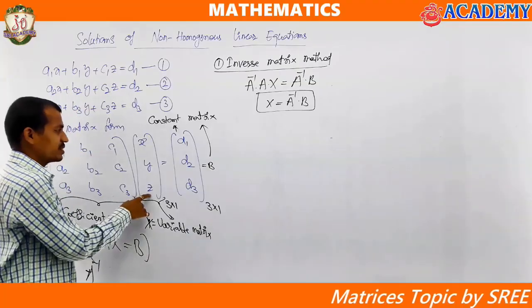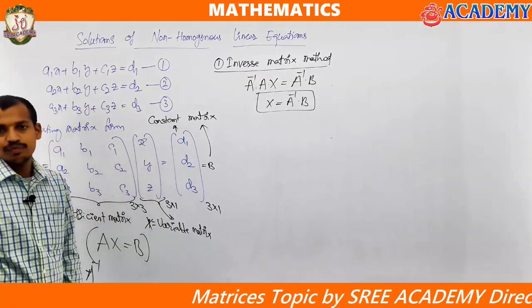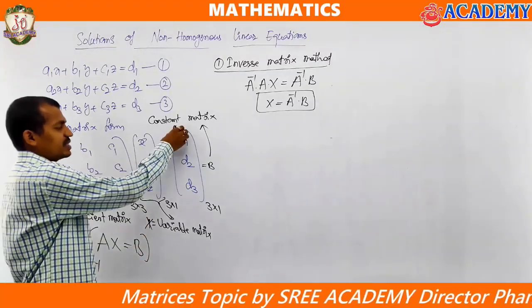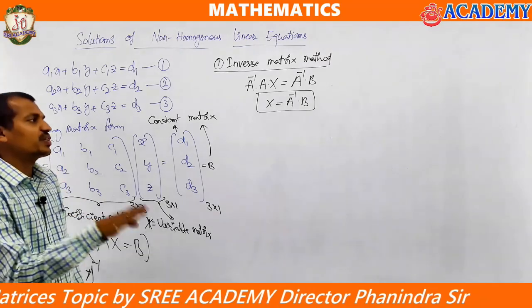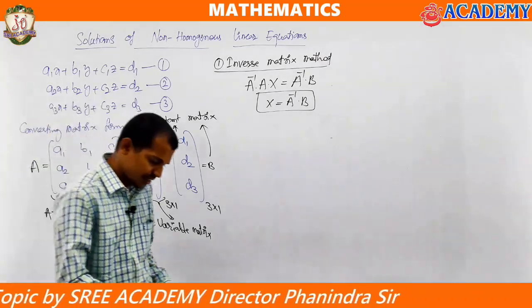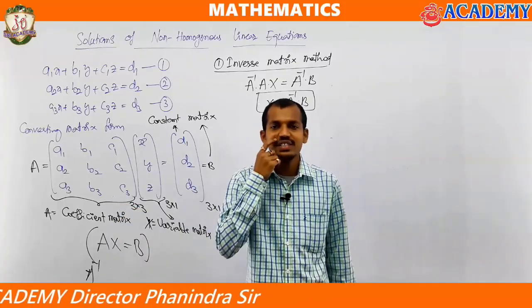Indirectly we want the X values, that is the X matrix, the X, Y, Z values. What we are doing means, whatever this constant matrix is there, before that is the coefficient matrix. For the coefficient matrix we are finding the inverse. How to find the inverse means how to find the determinant, and after that the adjoint matrix.